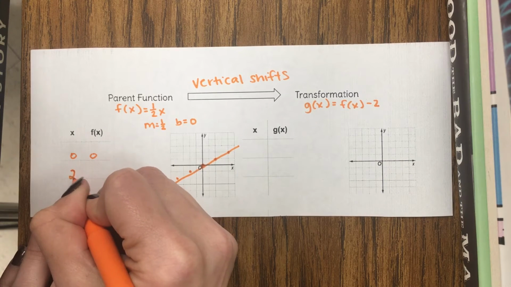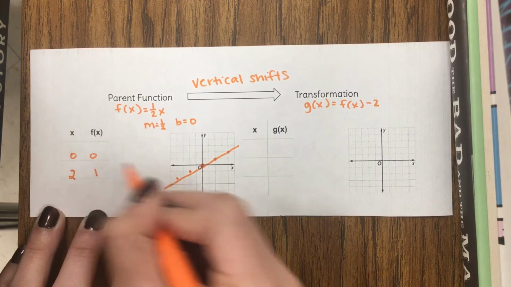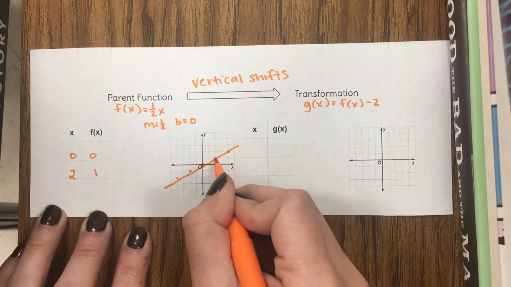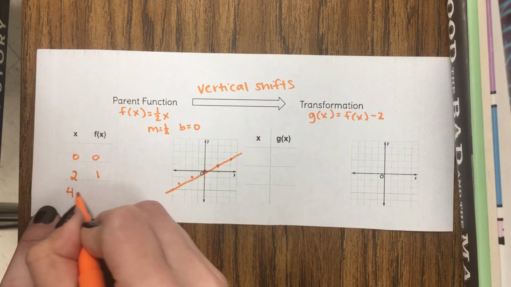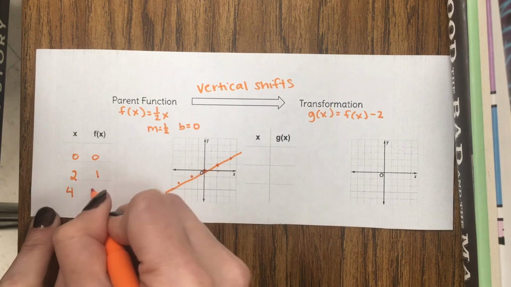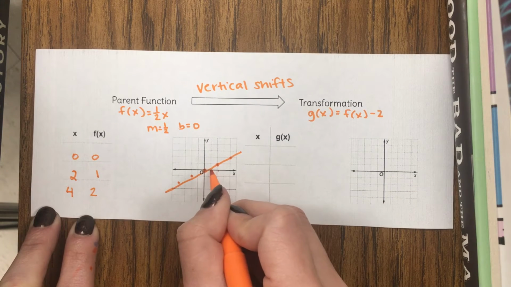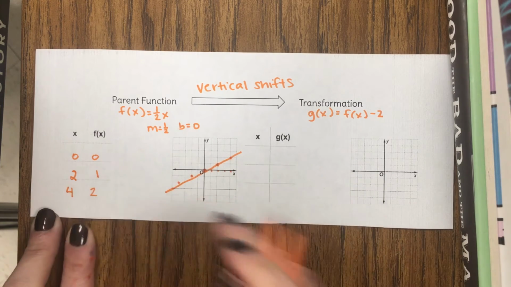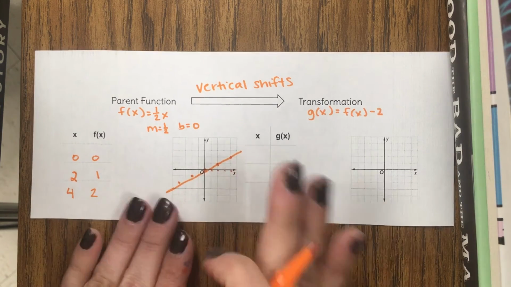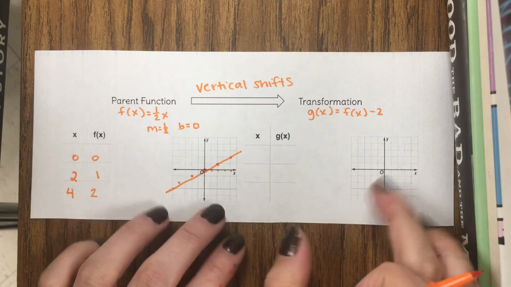Let's try 2. 2 times 1/2 would be 1, and if I go over 1, 2, up 1, hey, it hits. And let's try 4. 4 times 1/2 would be 2, and let's test it out. If I go 1, 2, 3, 4 on my x, up 2, hits there too. So that was a little review of how to graph.